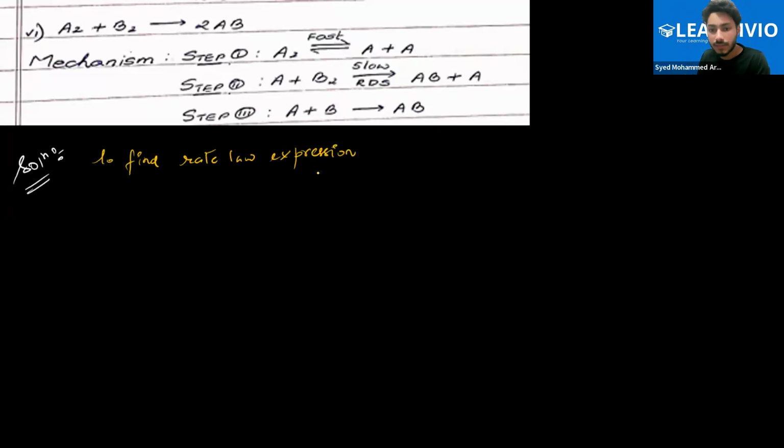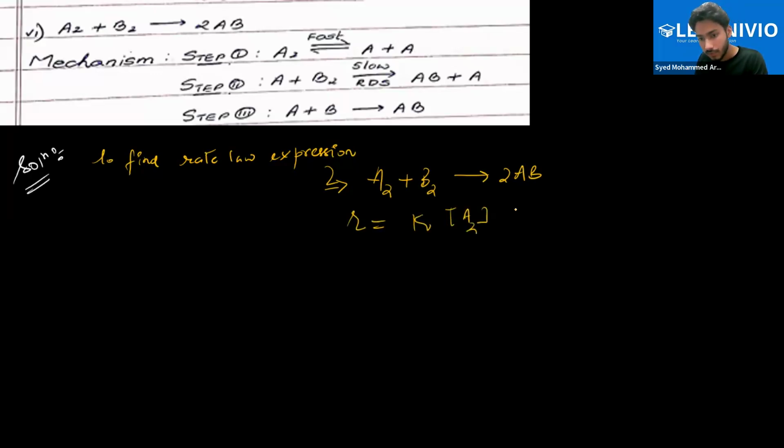For the rate law expression, the reaction would be A2 plus B2, you'll end up getting 2AB. So I write the rate law expression like this: A2 to the power of alpha, B2 to the power of beta. And you have to find the values of alpha and beta. For that, there are some steps. The first thing is that you have to find the slowest step.